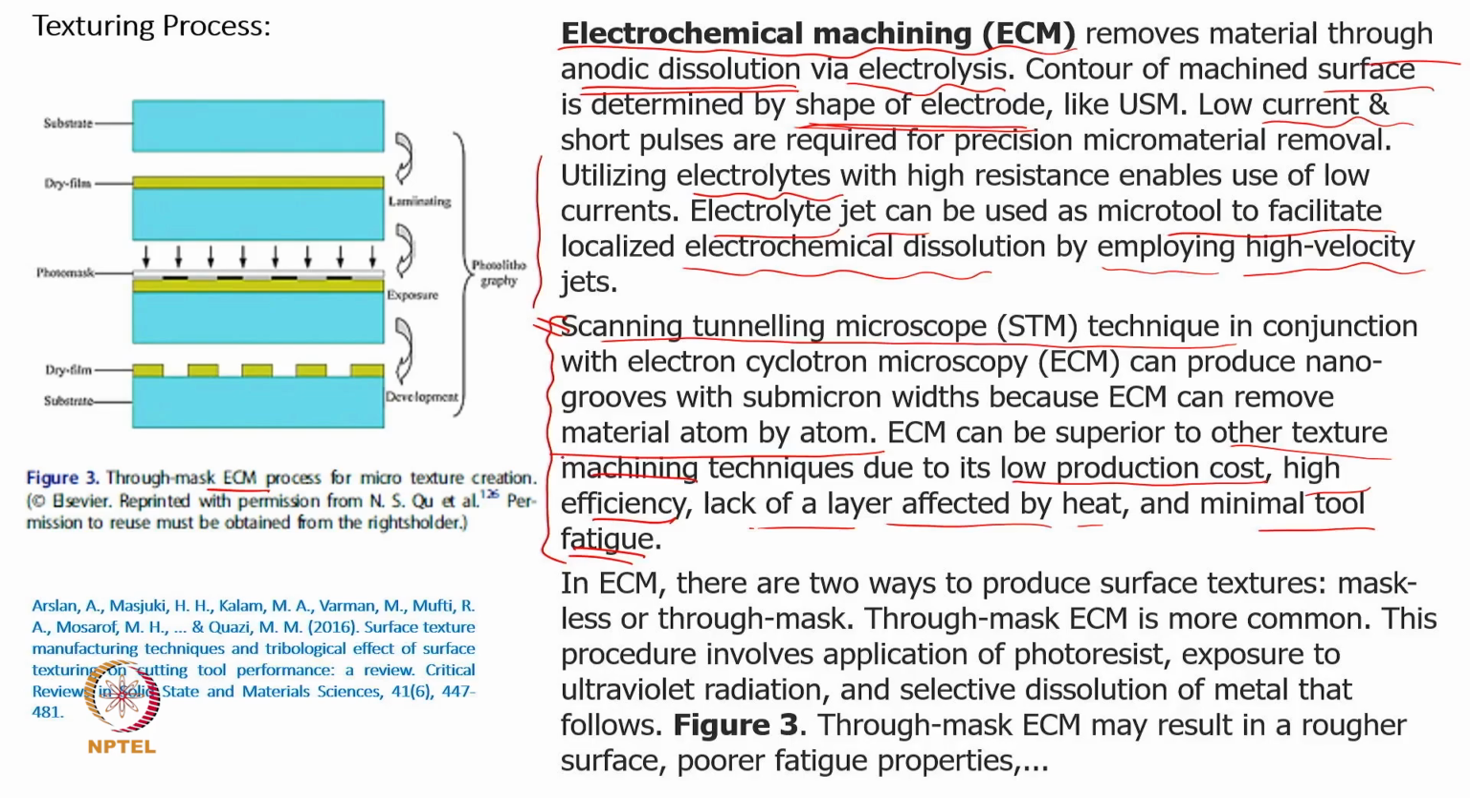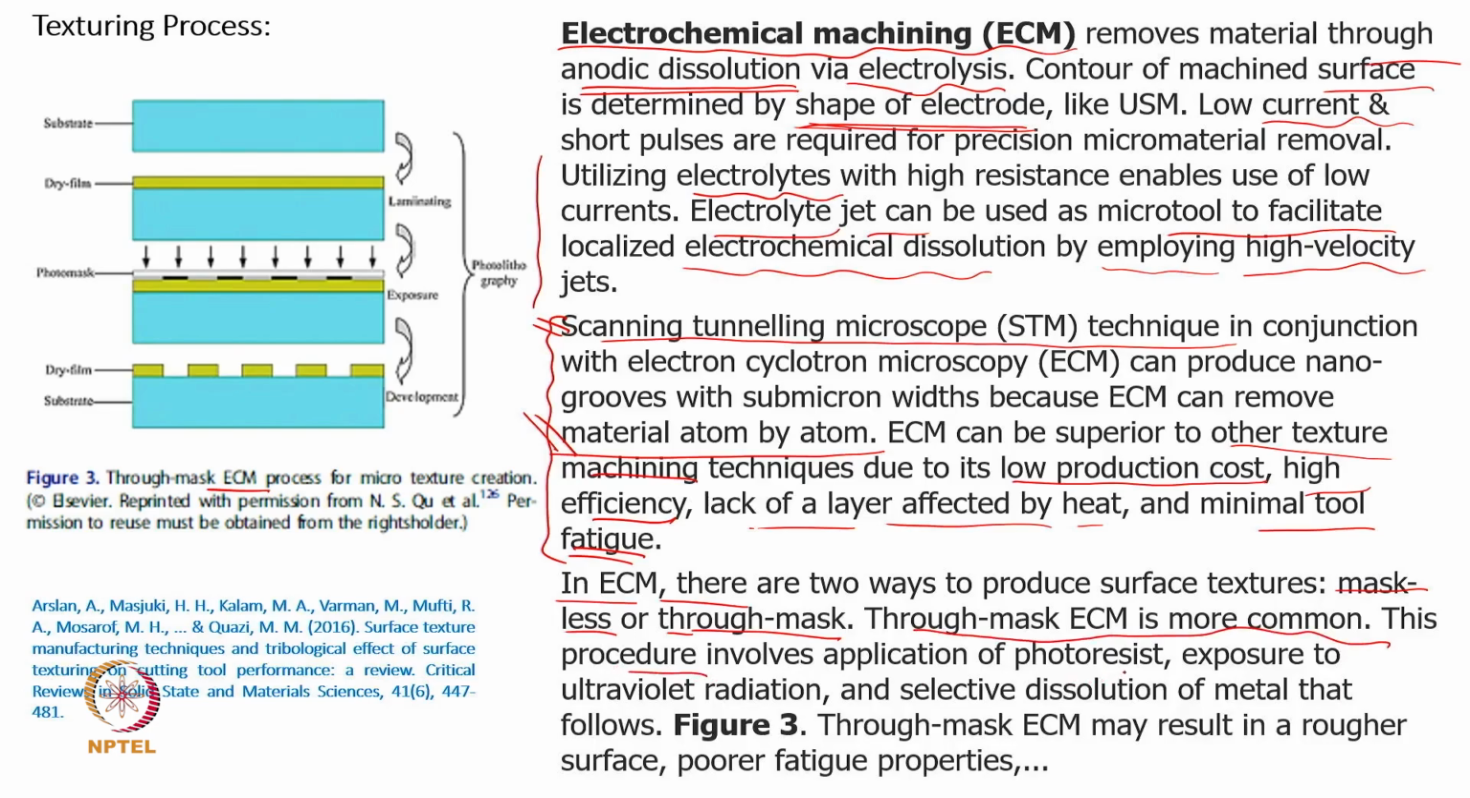However, if we really require atom by atom manufacturing, or the removal of material atom by atom, then high precision manufacturing is possible using ECM in this situation. Now, ECM can be done in two ways, one is maskless and another through a mask, but the more common is ECM with a mask only. That is why we say that through mask ECM is more common.